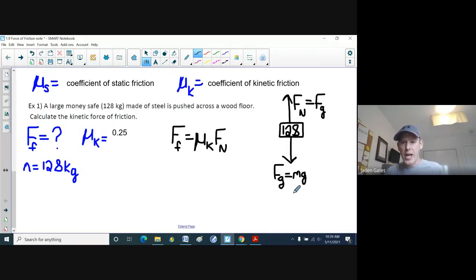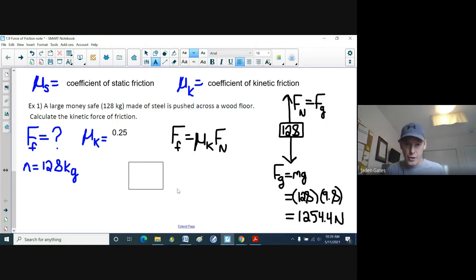All right. Now, F_g is mass times g. Well, we know our mass is 128. Our g, well, we're on Earth here, is 9.8. That's always the same. Now, when I multiply those two, what do I end up with here? I get 1,254.4 newtons.